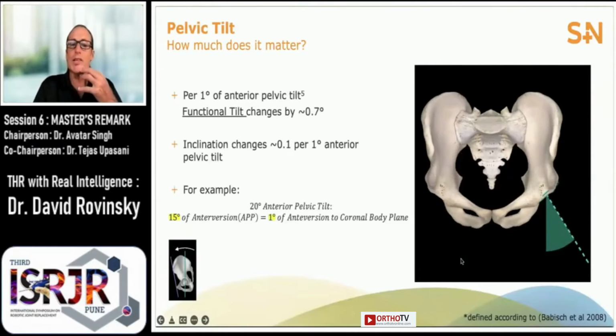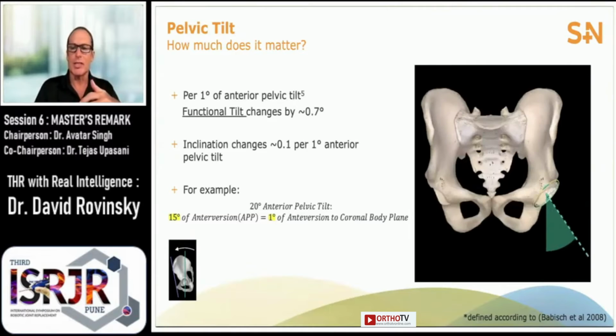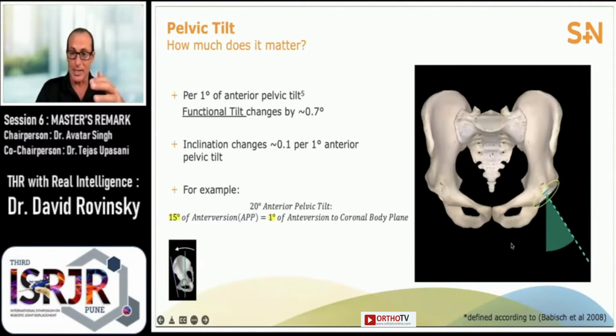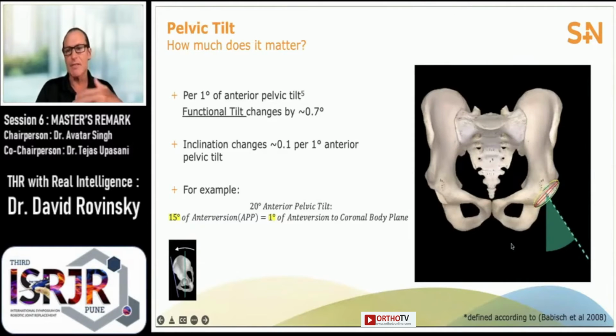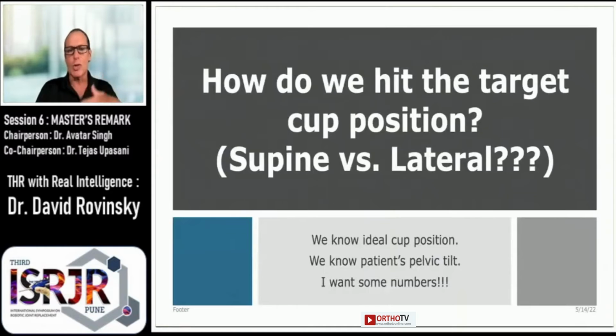Well, every 1 degree of pelvic tilt will change your functional anteversion of your cup by 0.7 degrees. So when I'm putting an anterior hip cup in, I'm looking for this ellipse. If it's less anteversion, I'm looking for a smaller ellipse. But again, I want more specific information. And what if I don't have great imaging? And what if I'm doing a posterior hip in a lateral position?